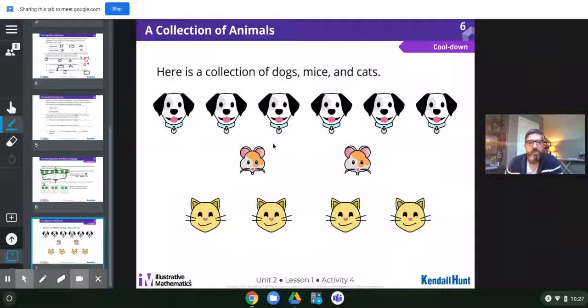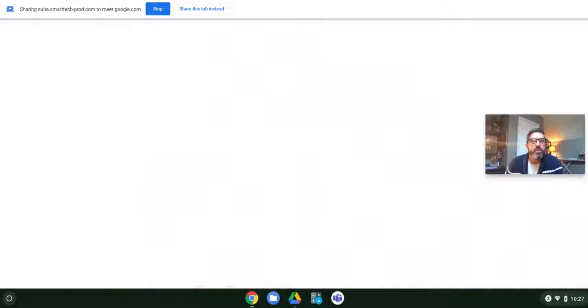I'm going to show you this picture. I'm going to put this on an exit slip for you all, and I'll post that later. But this is just an image of a collection of dogs, mice, and cats. And then the questions that will be on the exit slip will be about the ratio of these animals to each other. So I will post that shortly.